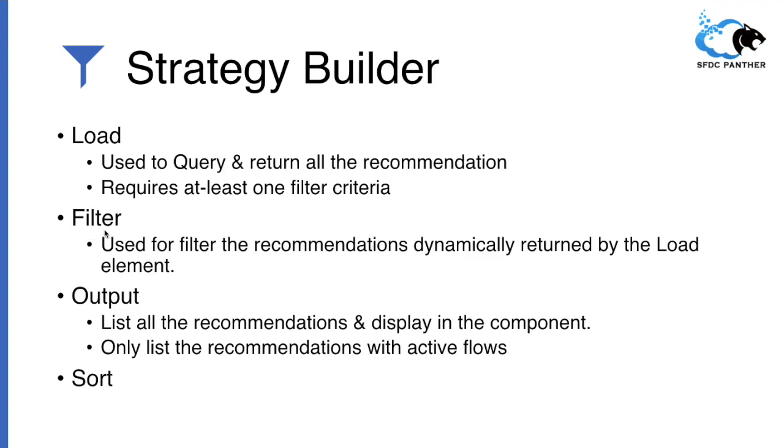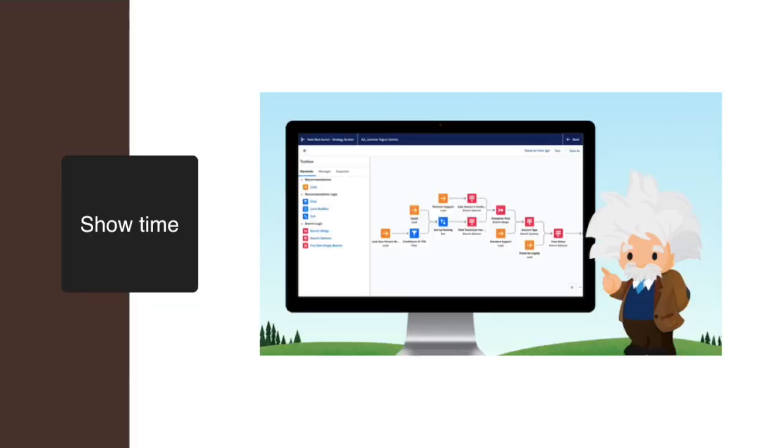Then filter is used for filtering some recommendations. If you want to filter, we can filter it either using dynamic or some kind of static values. And then this is the output. Output is basically writing the recommendation and displaying it in the component. And again, it is only going to display those recommendations that are associated with active flows. And sort is basically sorting the recommendations, in which order we want to display them. So this is all about strategy builder. We do have multiple elements that we will discuss later. Now it's show time.